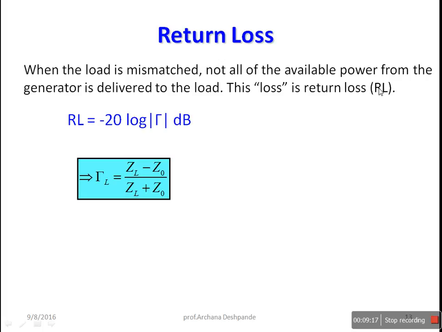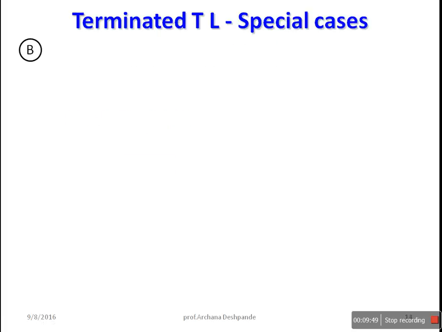Return loss. What is return loss? If you talk in terms of power, the measure of power loss on the transmission line is given by the return loss. When the load is mismatched, some part of the energy is going to be lost, that is, not delivered to the load. So not all the available power from the generator is delivered to the load, and this loss is called the return loss. Return loss is expressed in dB, and it is calculated as minus 20 log of tau, where tau is ZL minus Z0 upon ZL plus Z0.